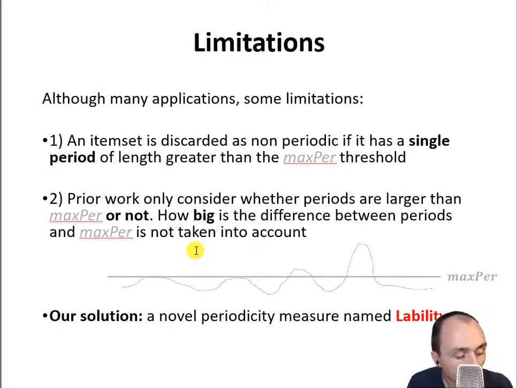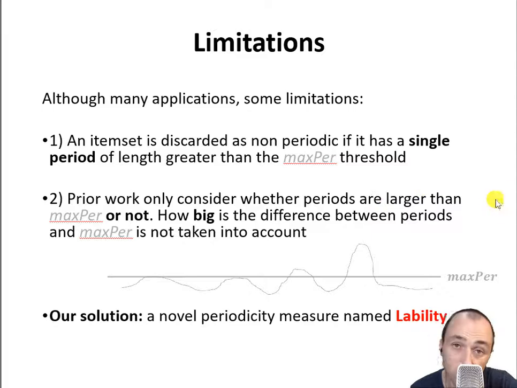Okay, so the traditional problem of periodic frequent pattern mining, there have been many algorithms or work on this topic, but there are 2 important limitations we explain here. So first, an item set is discarded as non-periodic if it has a single period of length greater than the maximum periodicity threshold set by the user. So that means if the user says the maximum periodicity is 1 week, if the pattern only one time appears after 9 days, for example, a little bit more than 1 week, then it will not be periodic, and the traditional algorithms will discard this item set. They will not show it to the user.